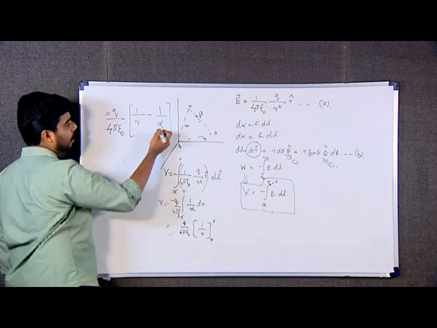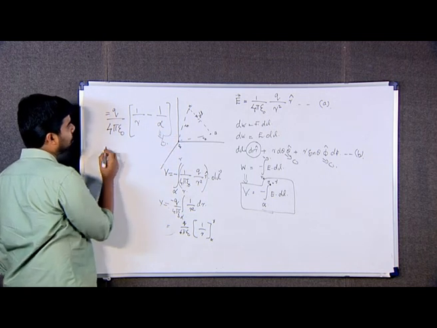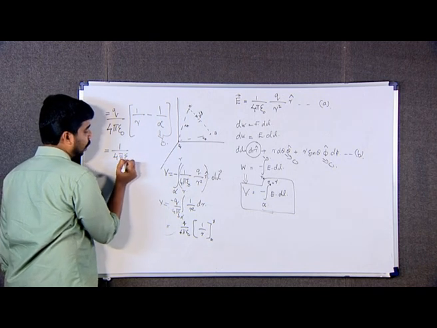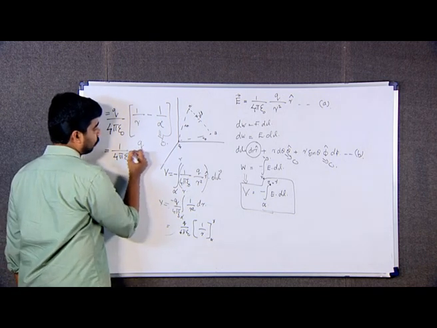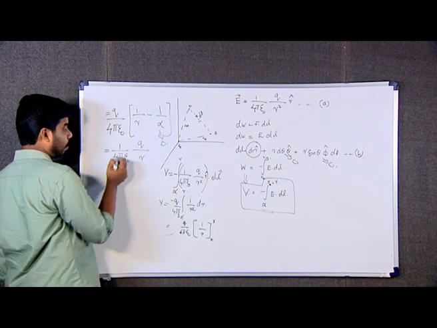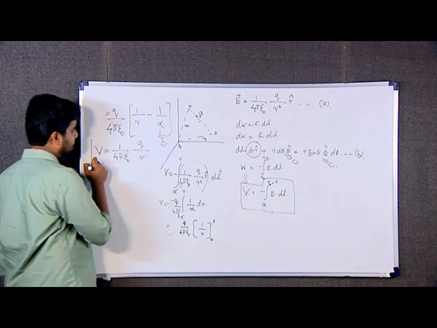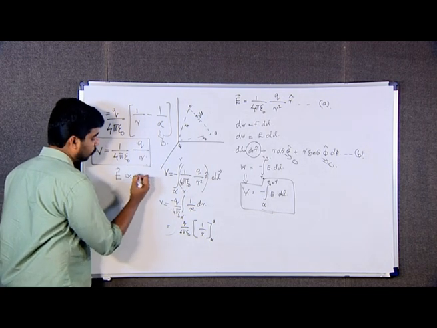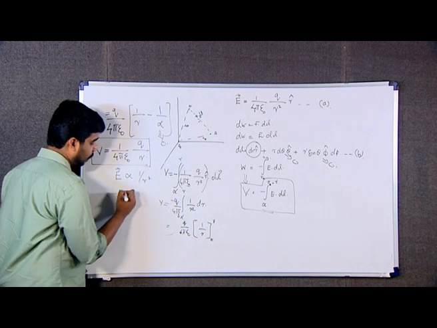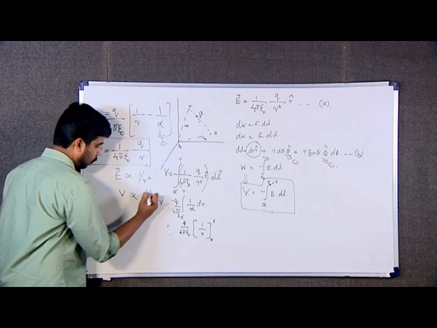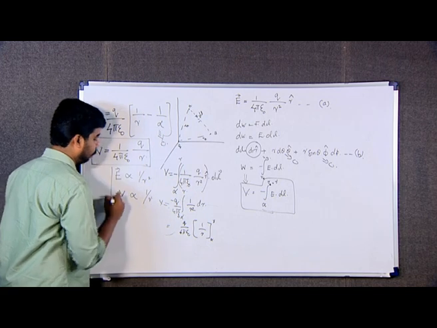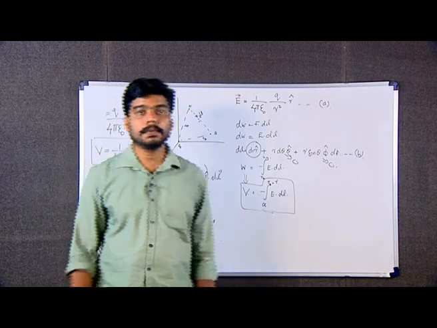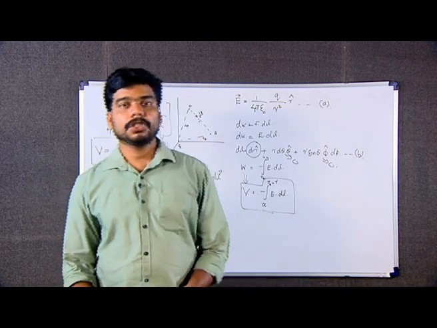So, what is this 1 by infinity? 1 by infinity is nothing but 0, which gives the expression for the electric potential at a distance r, equal to 1 by 4 pi epsilon 0 into q by r. So, the electric field has a variation of 1 by r square, while the potential varies with distance as 1 by r. These are the two differences between the electric field and the electric potential V.